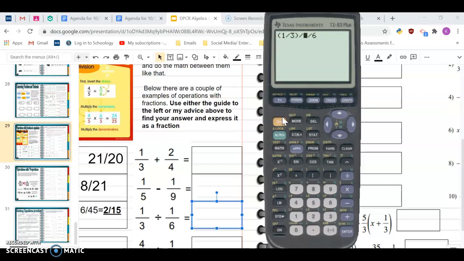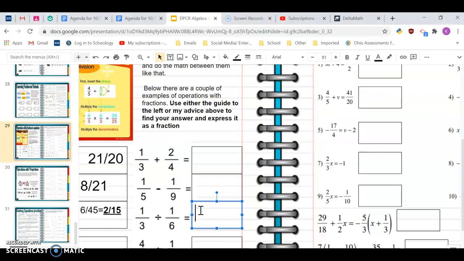Oop, forgot to put parentheses there. Let me put those on. Now, once we do this, this is actually going to give us a decimal. Oh, actually it did it. This actually ended up giving us 2. Reason being that this one flips over and then we multiply, so this gives us 6 over 3, which gives us 2. So our actual answer here is 2.